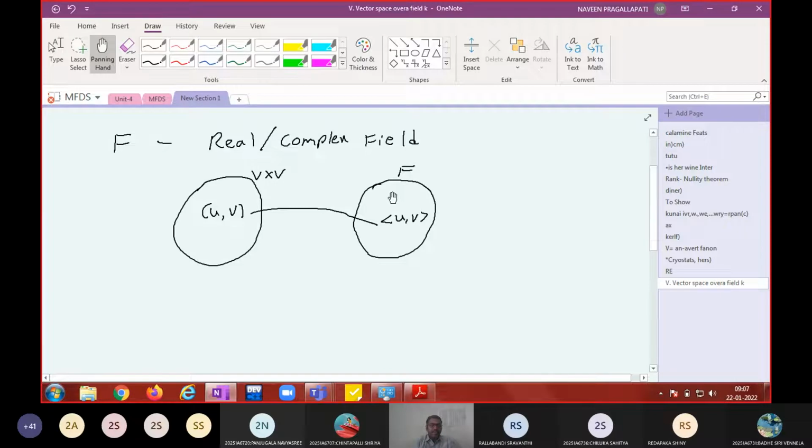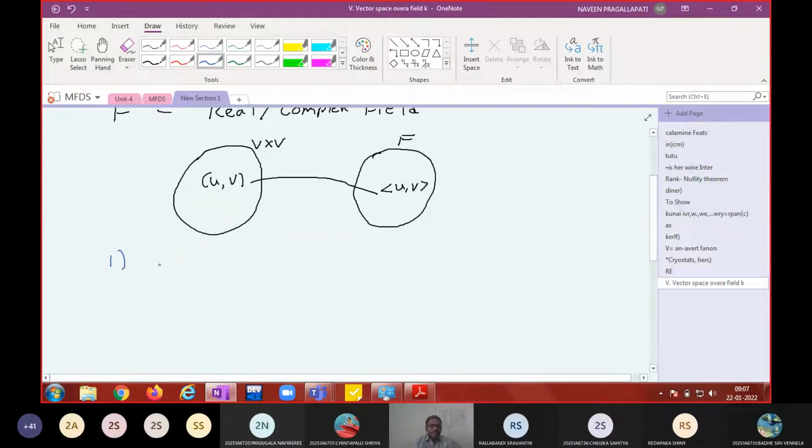So what are those conditions? The first condition: the inner product of alpha into u1 plus beta into u2 comma v must be equal to alpha into the inner product of u1 comma v plus beta into the inner product of u2 comma v. That is the first condition. This is called the linearity property of the inner product.